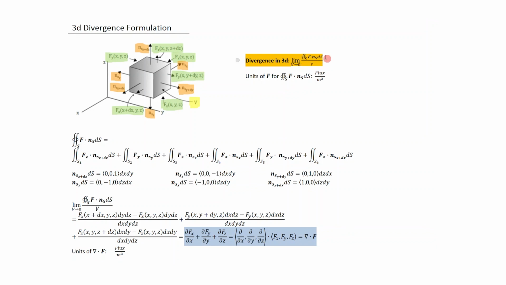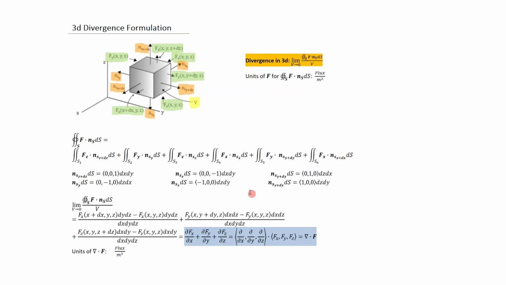Here's the actual definition in the limit. We're taking the total flux and dividing by volume and letting the volume go to 0. And the units of this flux are nothing more than the units for F, for the field F, are flux per meter squared. All right, so next step is to take all the information provided. We know what these field components are, and making use of this diagram, we have created 6 contributions to the flux integral, the closed flux integral.